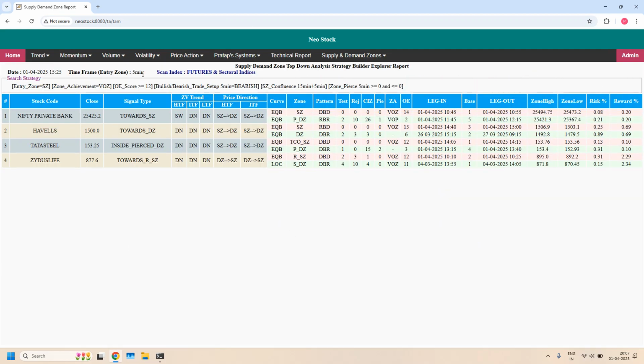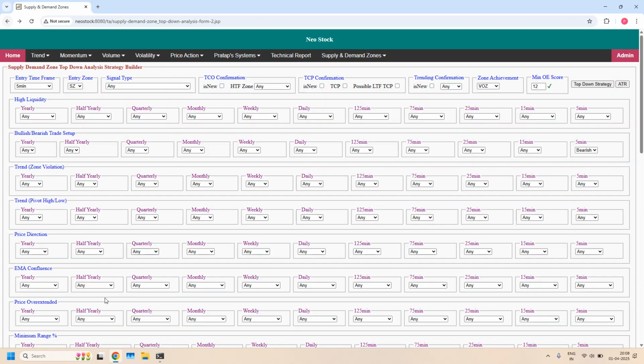Out of 5, 4 are filtered. So those 4 5-minute supply zones overlapped with the 15-minute supply zone. And also the 15 minutes trend is down in all these stocks. So if 15-minute supply zones are having daily EMA confluence, then these 5-minute supply zones might be having more high probability to get success. Let's verify.